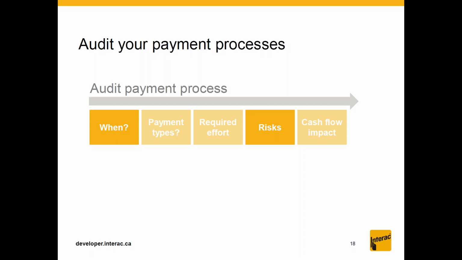We recommend auditing your payment processes. You should look at understanding when payments are being made and received. What are the types of payments? What's the effort required to deal with those different types of payments from an end-to-end perspective? What are the risks associated with those types of payments, for example, data privacy? And what uncertainties are those payment types adding to your cash flow? Having looked at that, investigate alternative methods of making and receiving payments.